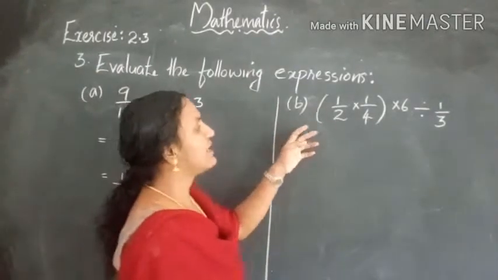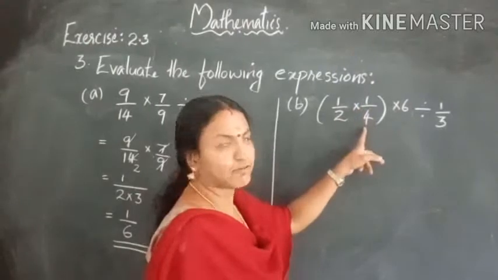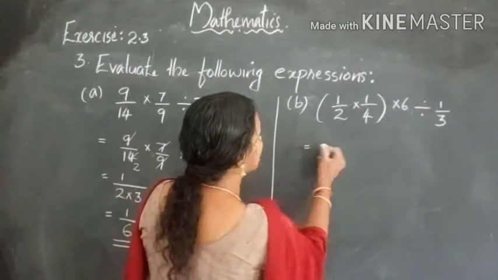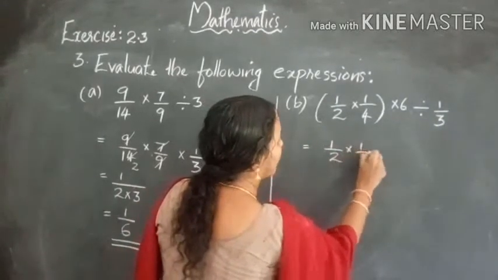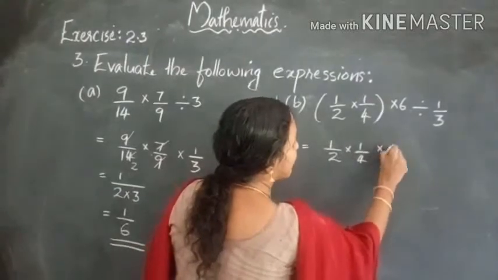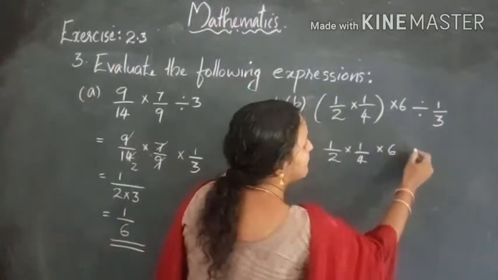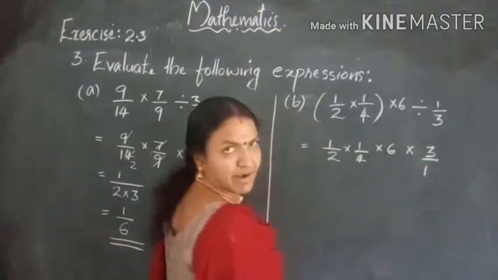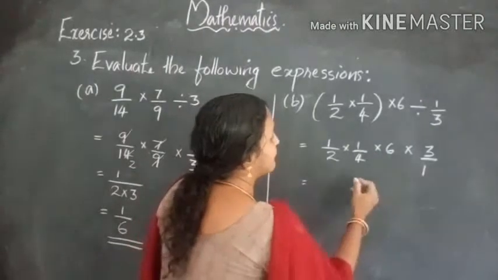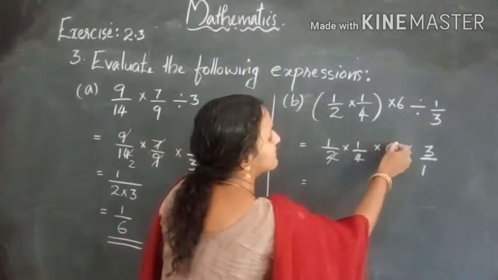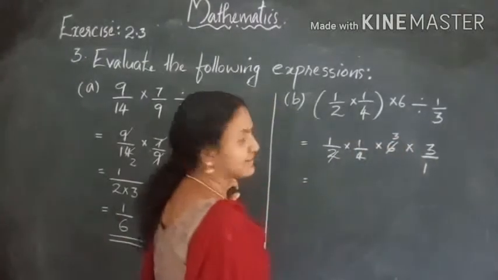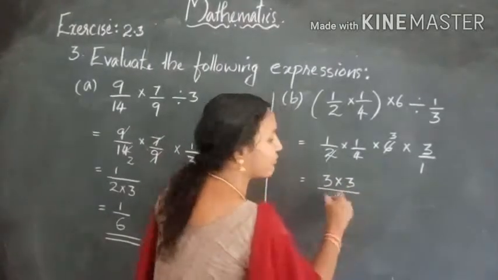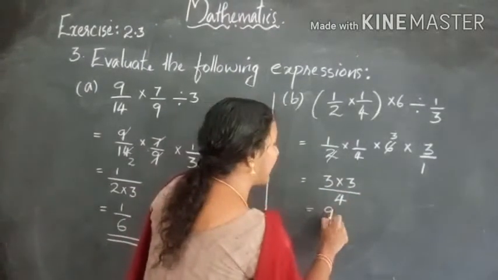The next question, B: 1 by 2 into 1 by 4 into 6 divided by 1 by 3 is equal to 1 by 2 into 1 by 4 into 6 divided by, here the division means we have to multiply the reciprocal of 1 by 3, 3 by 1. You can cancel 2 and 6, 2 3s are 6. So the numerator 3 into 3 by 4 is equal to 9 by 4.